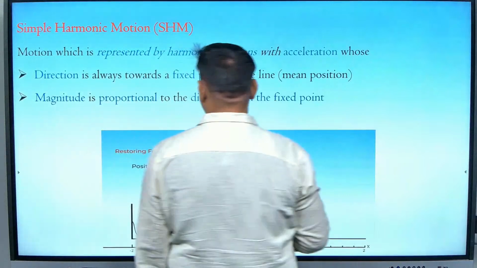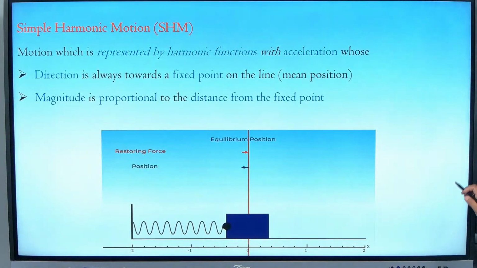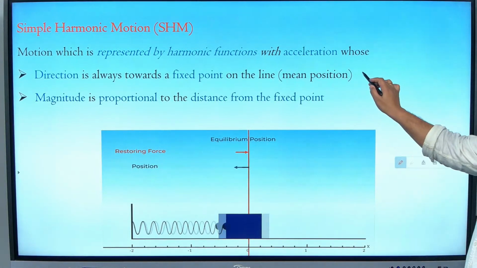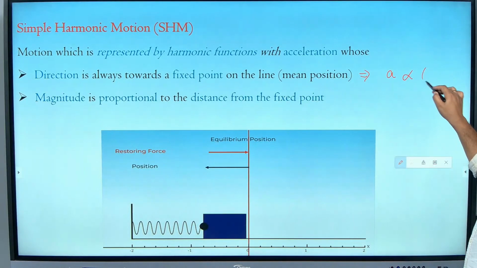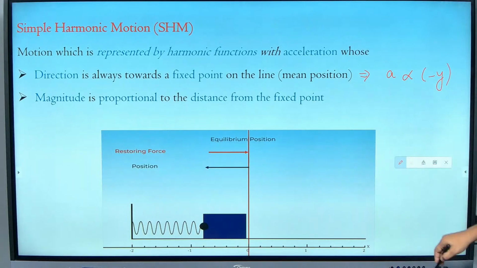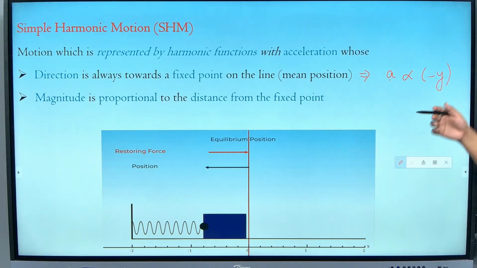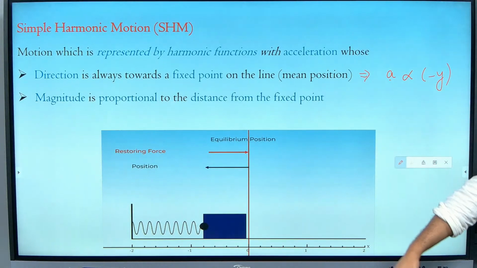The second point I can say is that the acceleration must be proportional to minus y. Can I say it like this? Why am I saying minus y? Its direction should be opposite to where you are displacing it. If you are displacing towards the right, the acceleration should act towards the left. If you are displacing towards the left, the acceleration should once again try to bring it towards the right.